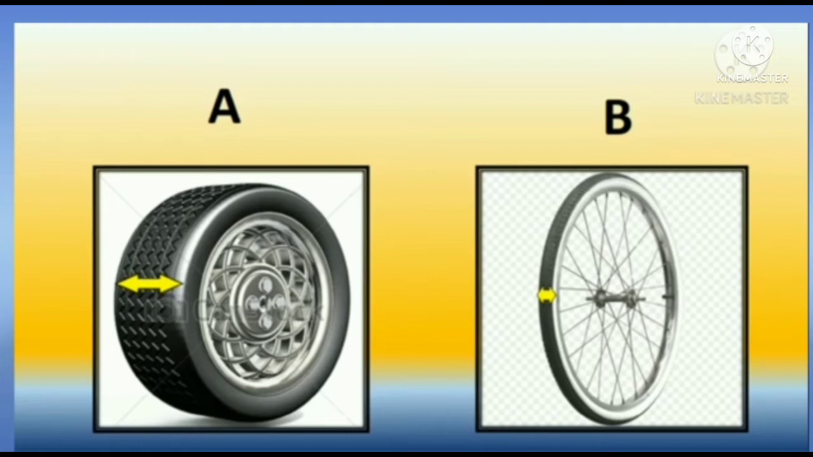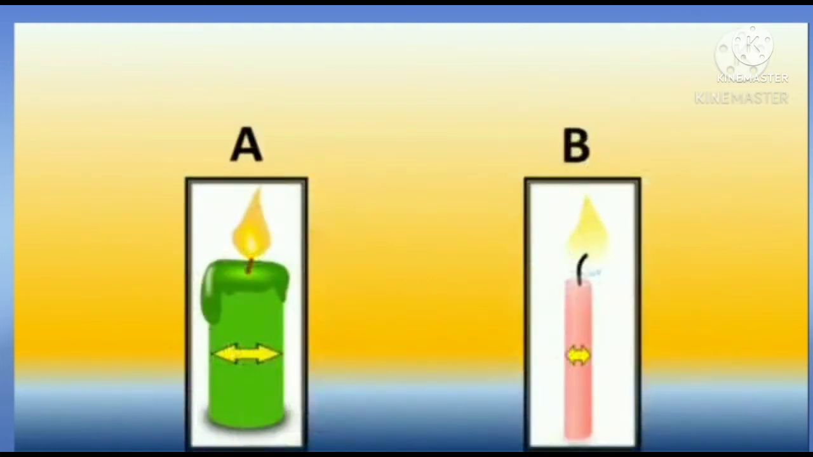Good job. Now look at one more example. Now students, what do we have here? We have two candles. Candle A is green and candle B is pink. Now students, look, the width of picture A is more than picture B. Therefore, picture A is thicker than picture B. Now students, we can say the width of picture B is less than the width of picture A. Therefore, picture B is thinner than picture A.